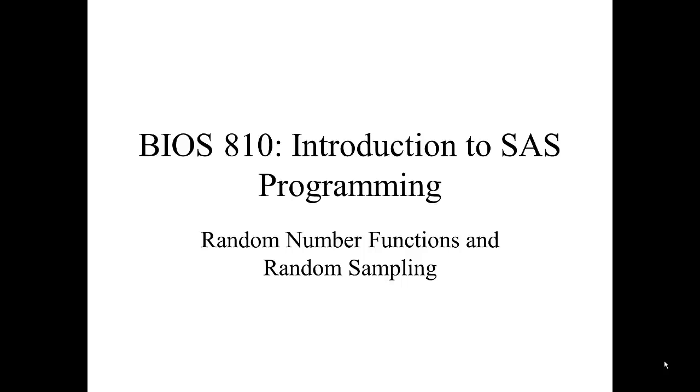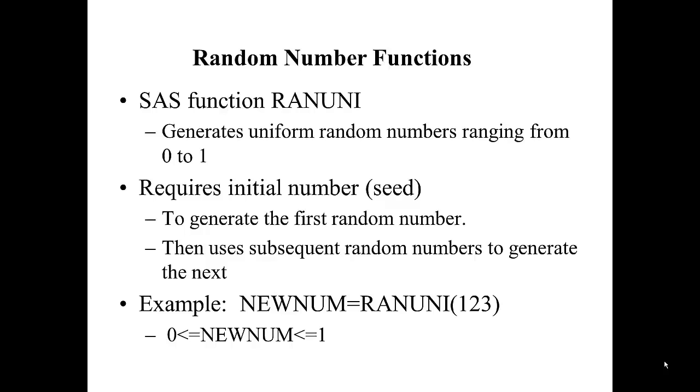Random number functions and random sampling. SAS has a number of functions that generate random numbers based on specific distributions. For example, the SAS function ranUni generates uniform random numbers ranging from 0 to 1. So when you use the ranUni function, any number between 0 and 1 is equally likely to be generated.